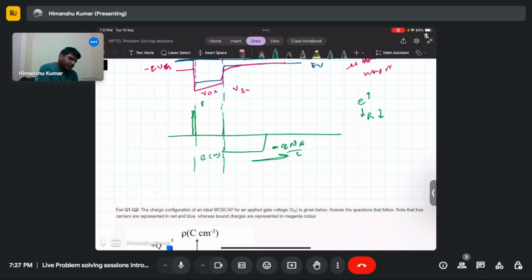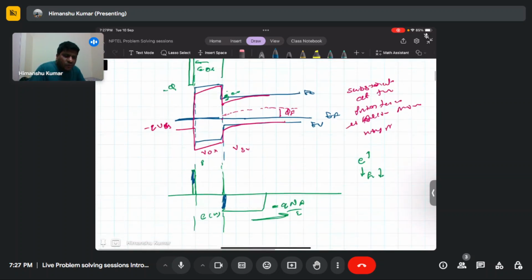At the interface, the negative electrons will get accumulated, but their concentration will be similar to the positive charge here. So that is the depletion region.